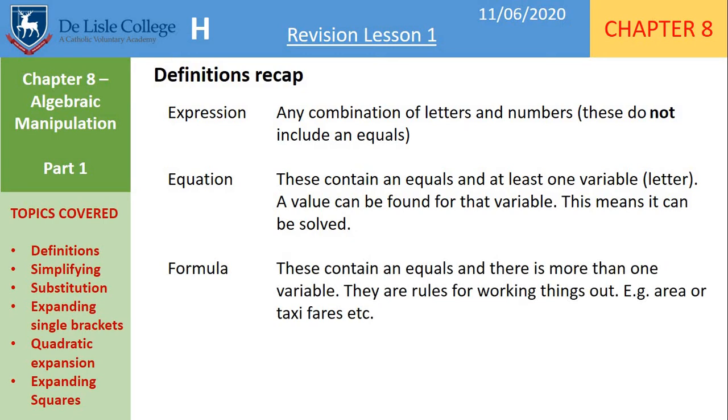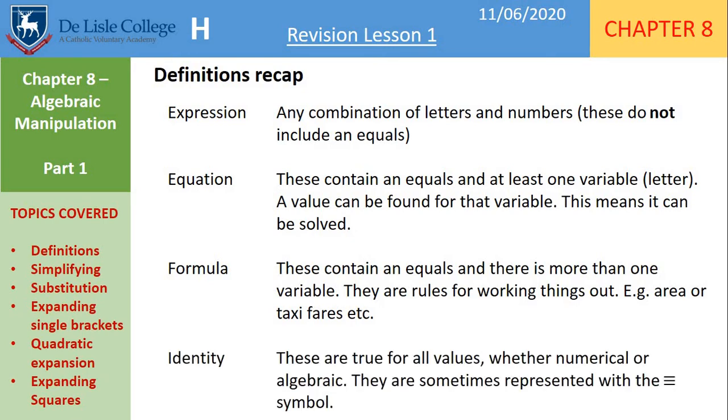Now a formula contains an equals and there is always more than one variable. They will be rules for working things out. For example, we've looked at formulas for area. There are also formulas for things like taxi fares and many other things. Finally, an identity. These are true for all values, whether it's numerical or algebraic. Sometimes they'll be represented with the equals that has 3 lines. That won't always be there because you will need to recognise that these are identities. But if that symbol is there, then it is an identity.